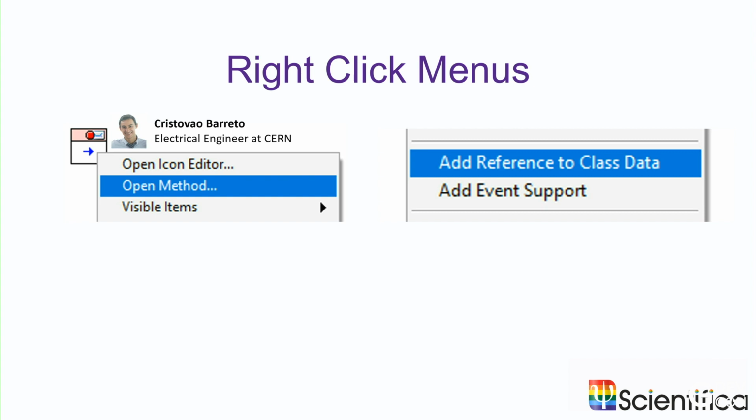So there's a couple of right-click menu items here as well. There's add to class data, add event support. This one I really like, which is opening a method. So if you right-click any message in AF, any send message in AF, it will open up the method. Because if you open up this VI, it's just going to enqueue an element.